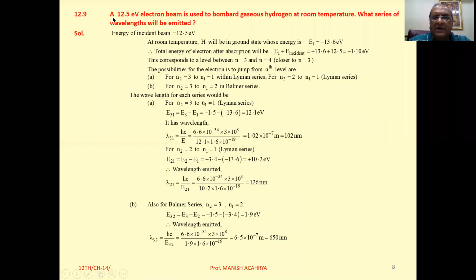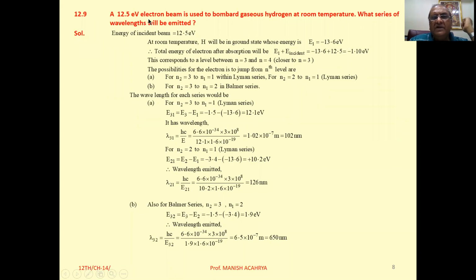Problem 12.9: A 12.5 electron volt electron beam is used to bombard gaseous hydrogen at room temperature. What series of wavelengths will be emitted? Now the energy incident is 12.5 electron volt, which implies that 12.5 electron volt energy will be absorbed. Ground state energy at room temperature is minus 13.6 electron volt.